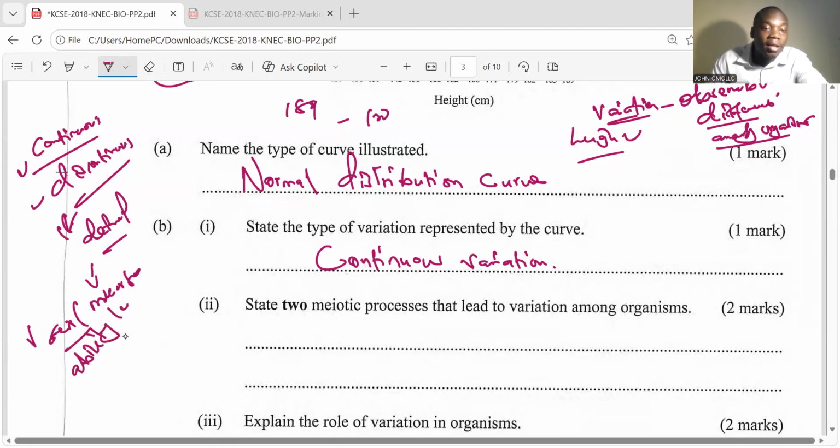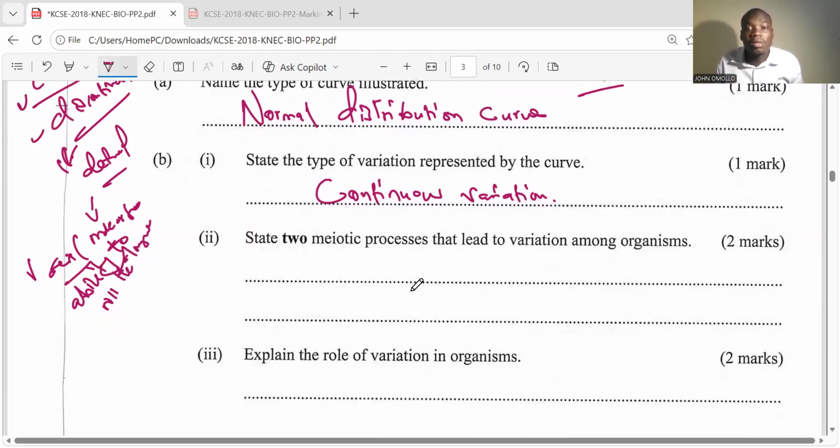Ability to roll, roll is double L. Ability to roll the tongue. If you don't know, you don't know. If you know, you know. That is a defined activity. Are you seeing that? So in discontinuous, it is a defined type of variation. Continuous, it is not a defined continuous variation. There is a range. There is a continuous variation among different organisms. Are you getting that? Yes. So those are the two differences.